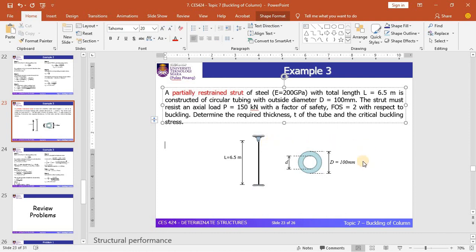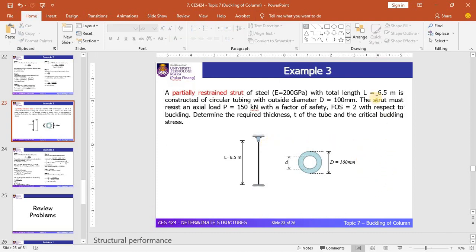a strut. In this problem, given that L is equal to 6.5 meters, and since this is a circular hollow section, we have an internal and an outer diameter. Given that the outer diameter is 100 mm, the inner diameter is not given, so we need to find this value. The strut must resist an axial load P equal to 150 kN with a factor of safety of 2, meaning that P is the allowable value.